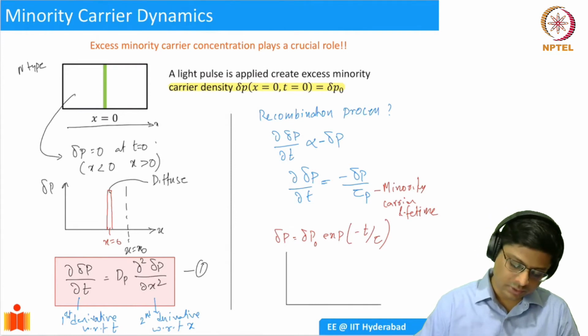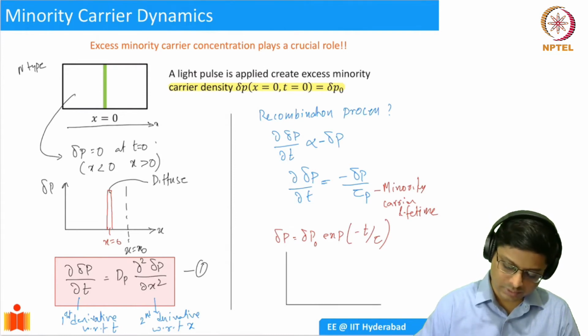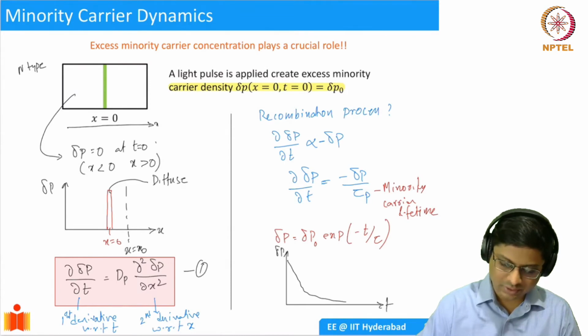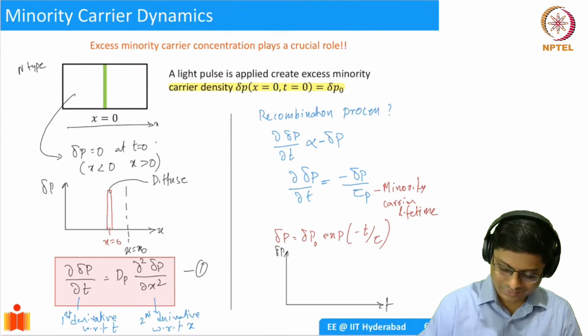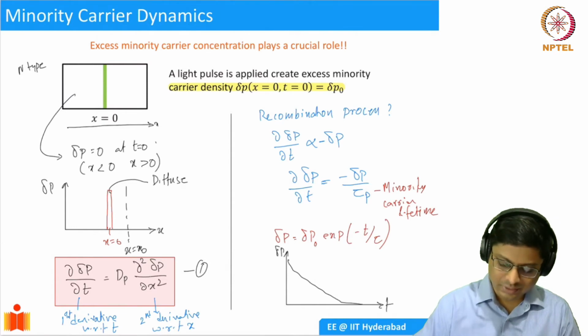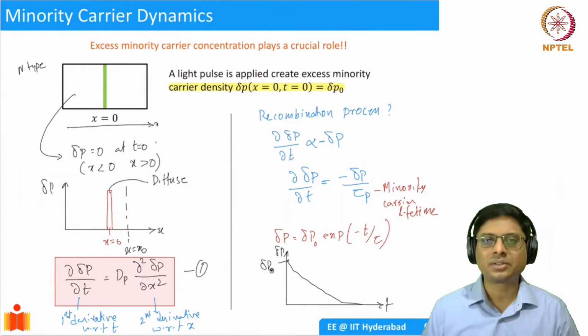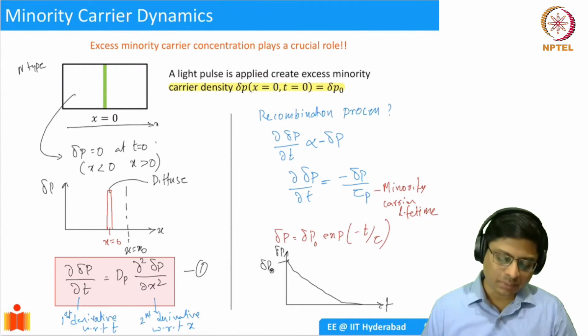Right? So you have time here, and this is going to be delta p. Essentially, you're going to have an exponential decay. Sorry, my explanation is poor. Right? So this is delta p naught. So this is how minority carriers will change. Okay. So these are the main processes.